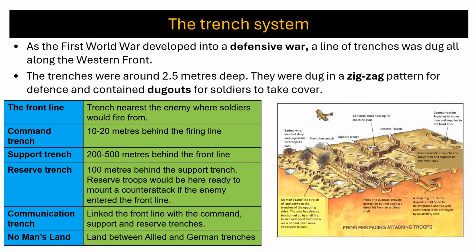Okay, so as the First World War developed into a defensive war, a line of trenches was dug all along the Western Front. Now, the trenches were around 2.5 metres deep, and they were dug in a zigzag pattern for defence and contained dugouts for soldiers to take cover.